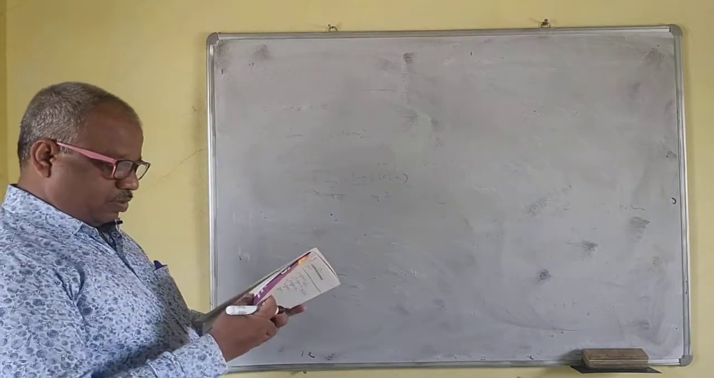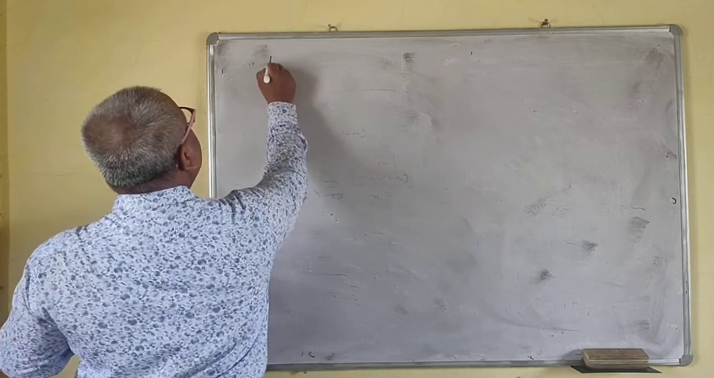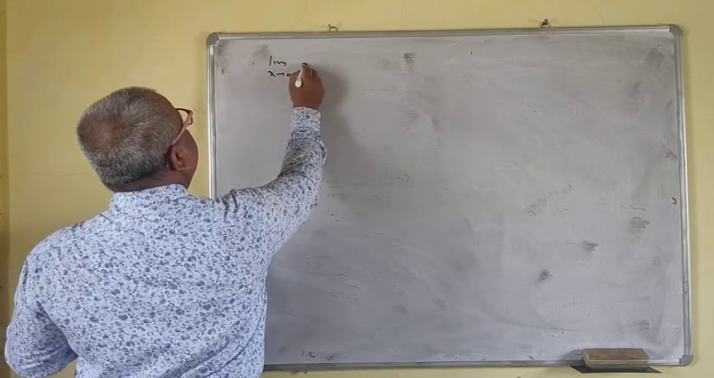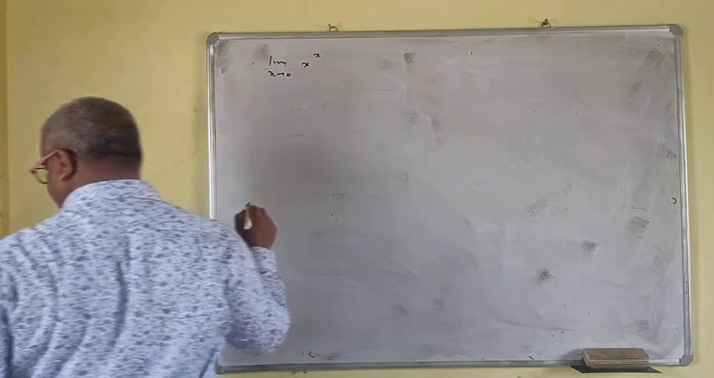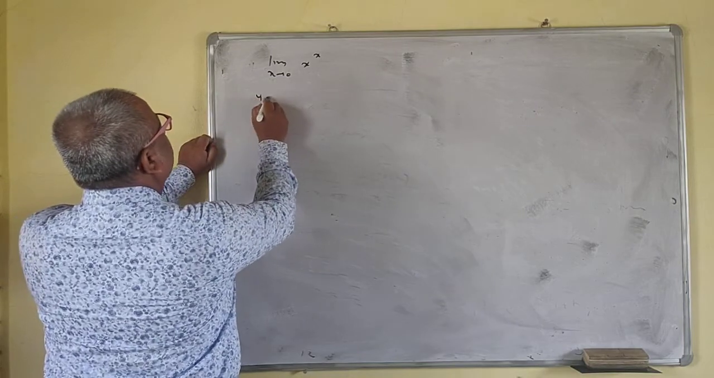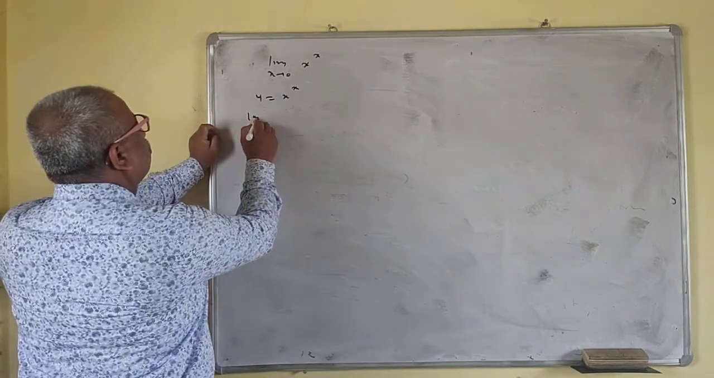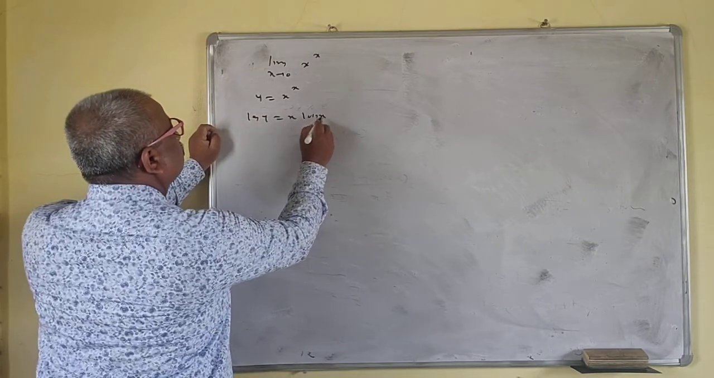We'll take more problems on it. Okay. Limit x tends to 0, x to the power x. This is very important. Remember the value of this one now. Okay. So let y is equal to x to the power x. Okay. Log y is equal to x log x.